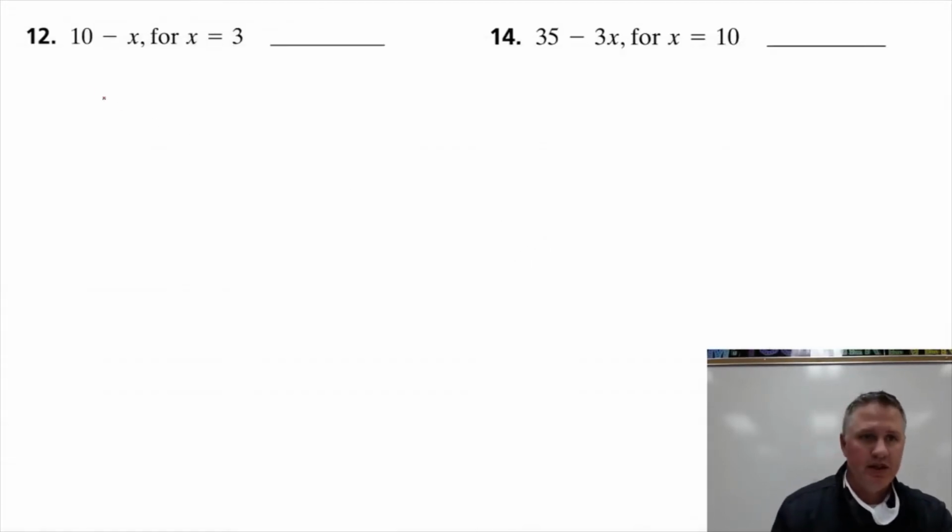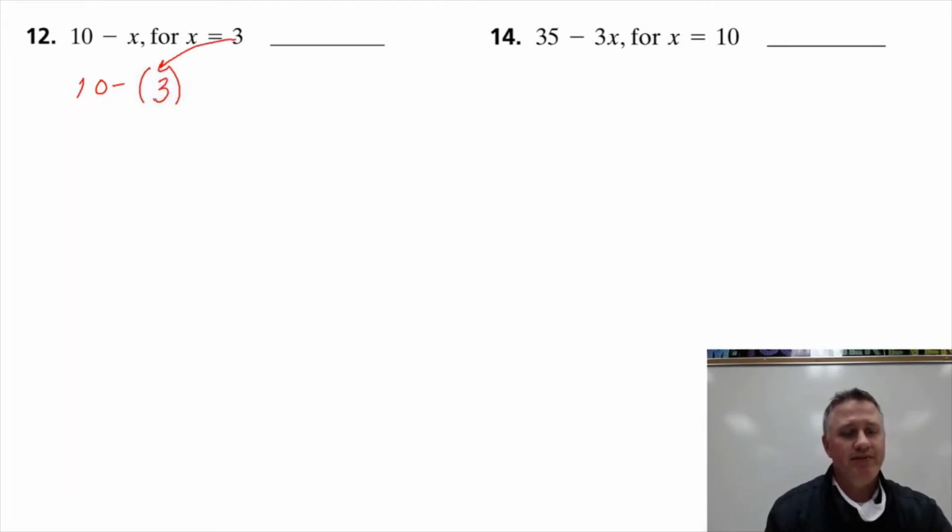Next two. 10 minus present box. Put the present in the box. 10 minus 3, right? And I realize the parentheses really aren't doing anything. Again, it's just 10 minus 3, which is 7.